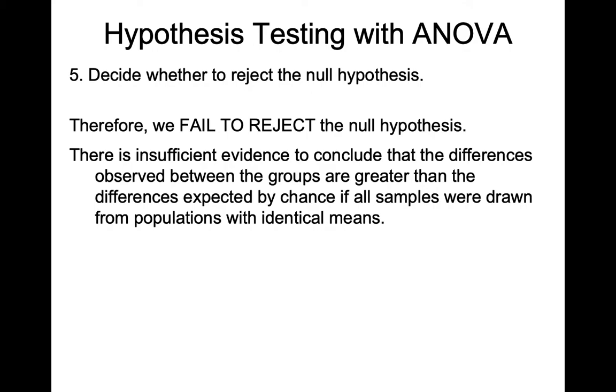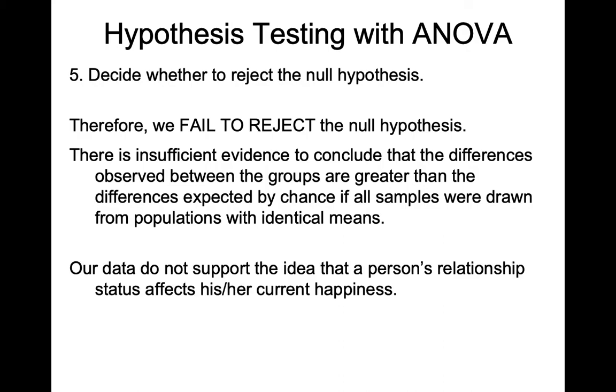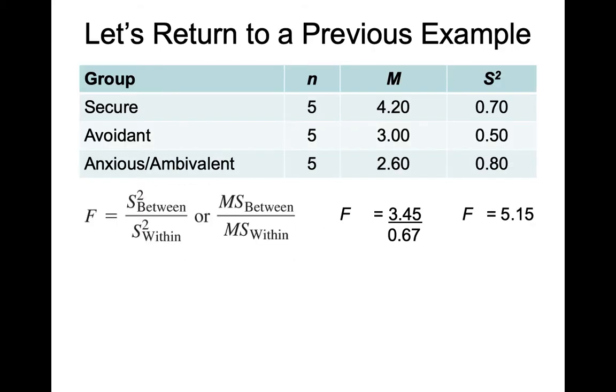We'll retain the null, and we have to accept mu1 equal to mu2 equal to mu3. Therefore, our data do not support the idea that a person's relationship status affects his or her current happiness. You can think for yourselves whether you believe that is true or not, but the data that we had did not support that idea.